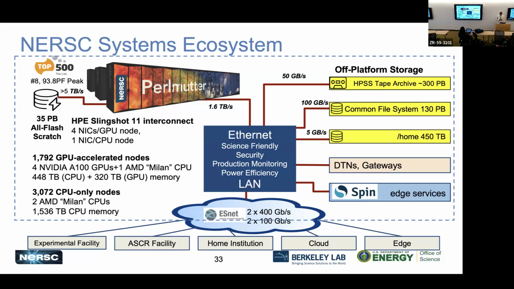Perlmutter is a very complex system. We have different partitions where there are CPU only nodes available as well as GPU accelerated nodes. Over 1,700 GPU nodes and almost 3,100 CPU only nodes. The CPU only nodes are constructed with just the AMD Milan CPUs, and our GPU nodes have a combination of one AMD CPU as well as 4 GPUs for accelerated workloads.